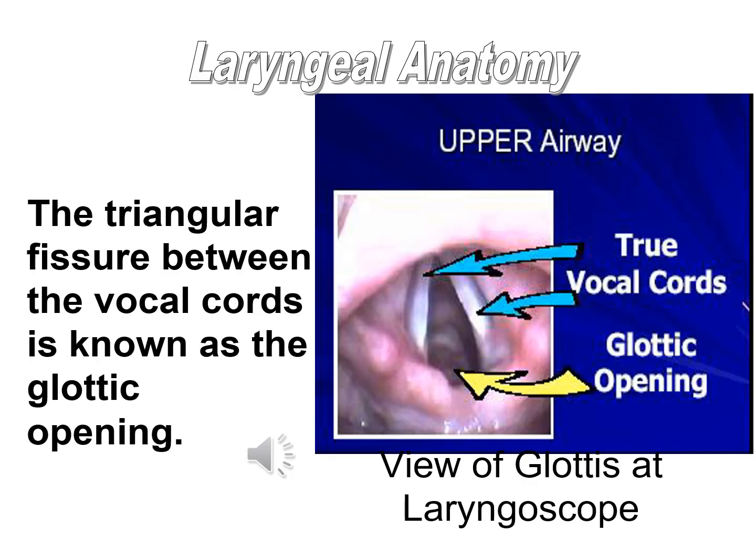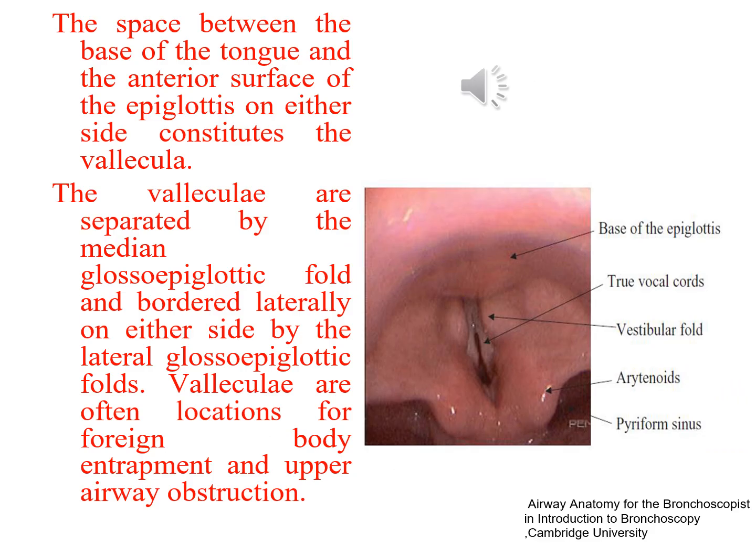Laryngeal anatomy. The triangular fissure between the vocal cords is known as the glottic opening. The space between the base of the tongue and the anterior surface of the epiglottis on either side constitutes the vallecula. The valleculae are separated by the median glossoepiglottic fold and bordered laterally on either side by the lateral glossoepiglottic folds. Valleculae are often locations for foreign body entrapment and upper airway obstruction.